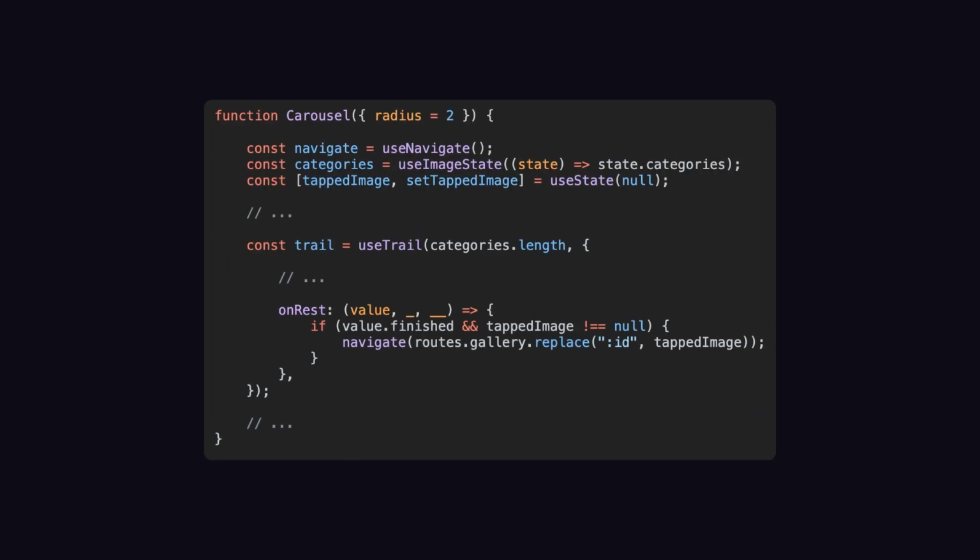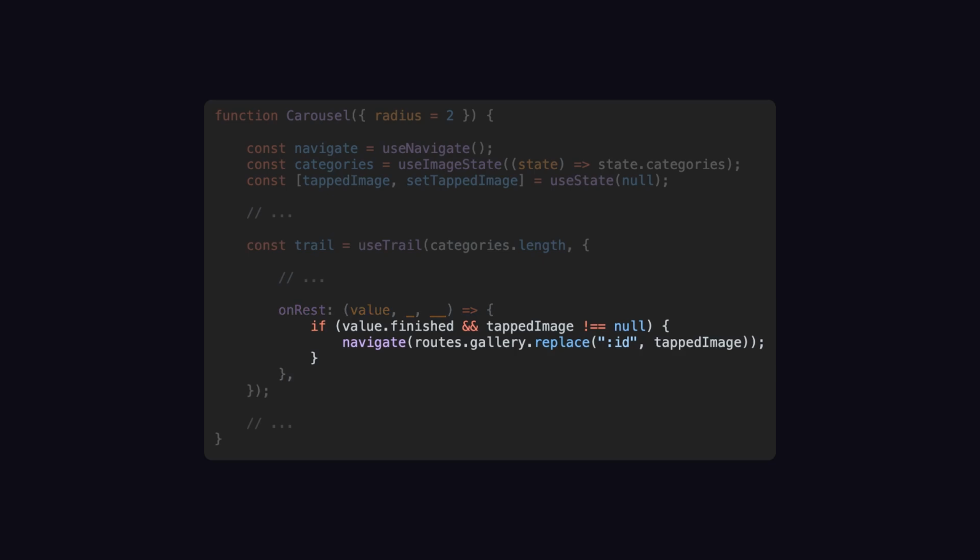In React Spring, you can always pass your configuration an onRest function, which gets called when the animation comes to a standstill. In there, I checked if the animation is finished and if the user tapped an image, to only navigate when the user actually tapped an image. If all of the checks would be correct, I could start navigating.